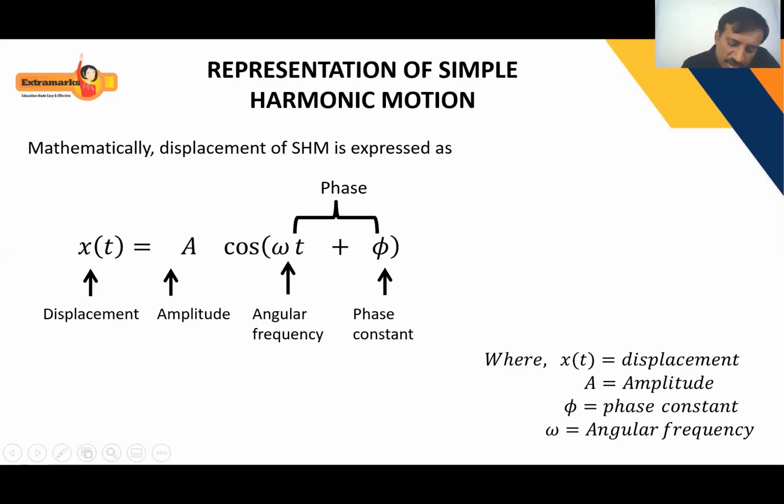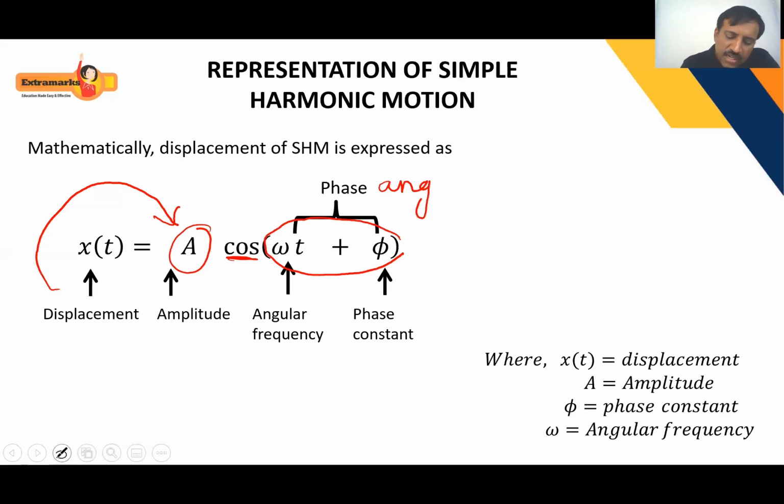So here I took x versus t, along the x-axis the block is oscillating, x = a cos(ωt + φ). What is a? Amplitude. Amplitude of what? Displacement amplitude. And this is a cos function. It doesn't mean sine is not valid. Sine and cos both are periodic. And this whole thing is called the phase angle. And this ω is angular frequency. And φ is called the phase constant or initial phase.